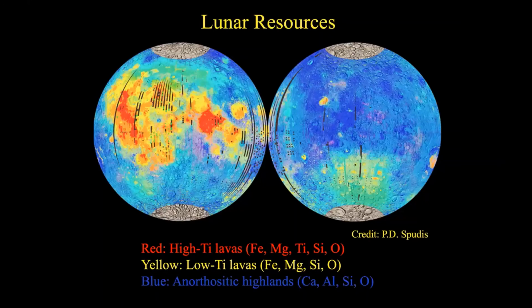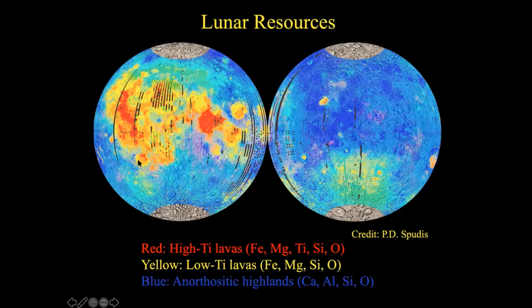If we're going to be operating on the moon looking for crashed asteroids, we might as well also be looking for the moon's indigenous resources in addition. And the moon has a lot of those.